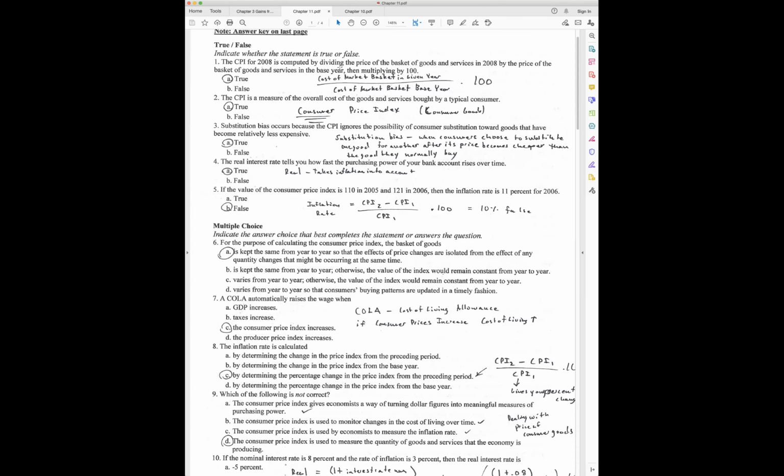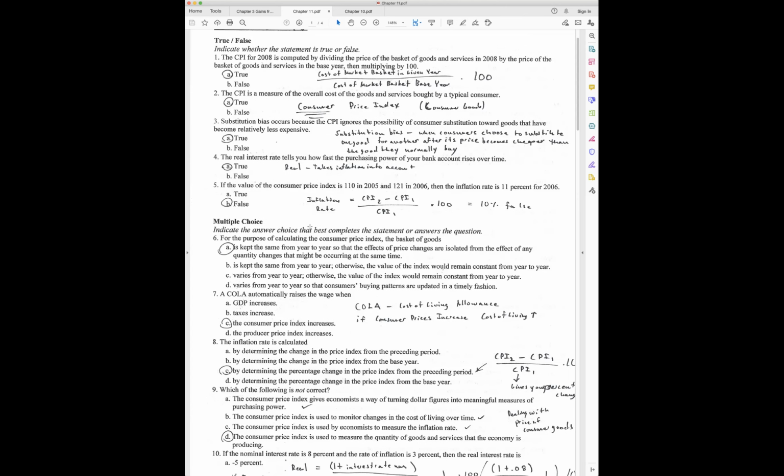What I always like to tell people is that the CPI in the base year is always going to be 100. If you're dividing the cost of the market basket in a given year, and that is the base year, then this would just be the cost of the market basket in the base year divided by the base year cost. Once you multiply that by 100, you get 100.